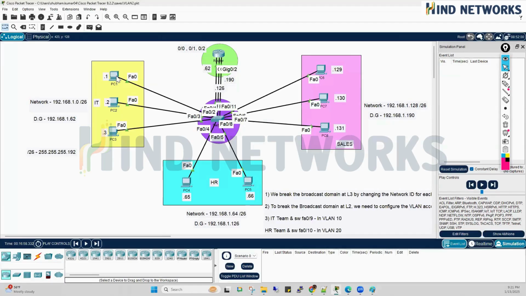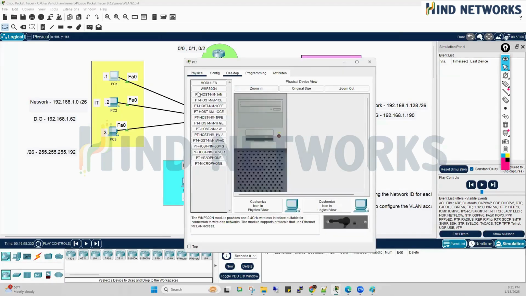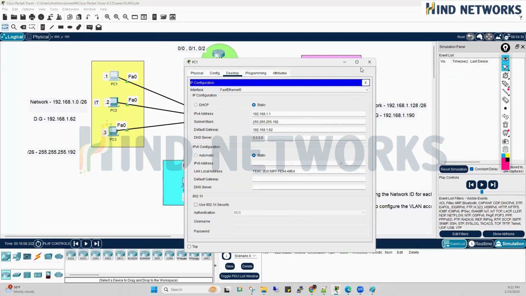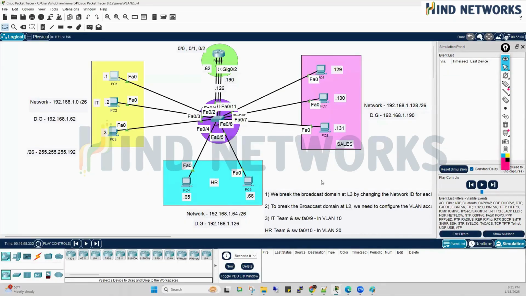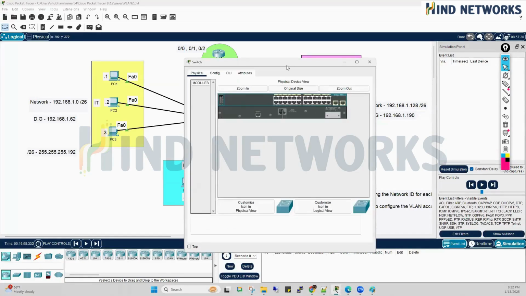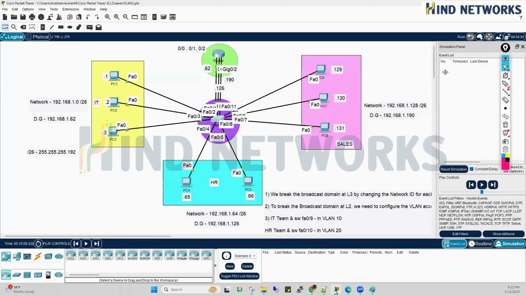Now these are the three PCs. Let me check on the PC. On PC IP address is configured, default gateway is configured. Everything is set. Done. Now come to the switch. On switch, you need to configure the VLAN, right? On switch, what you need to do? You need to configure the VLAN.